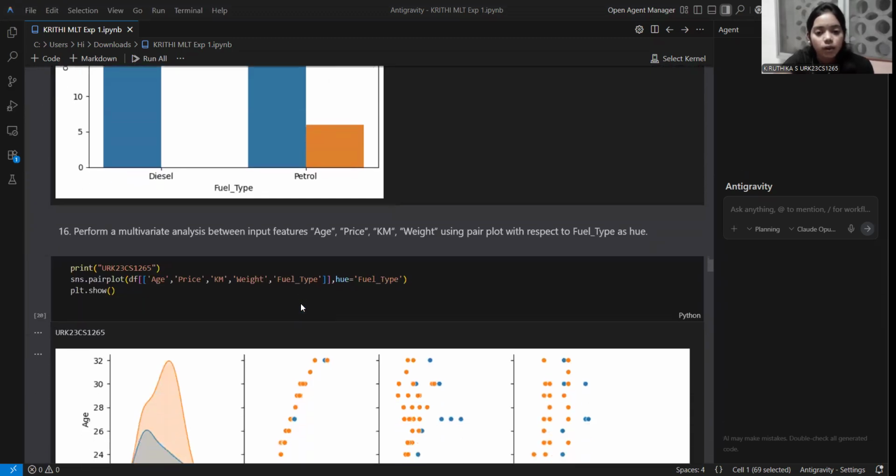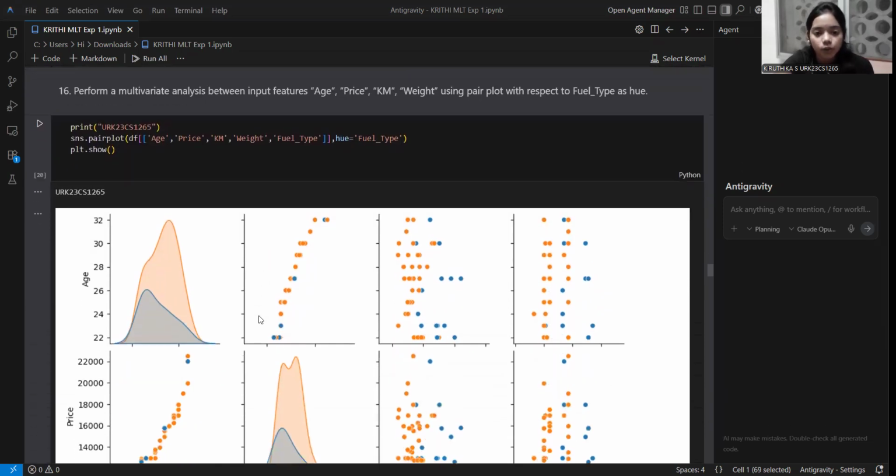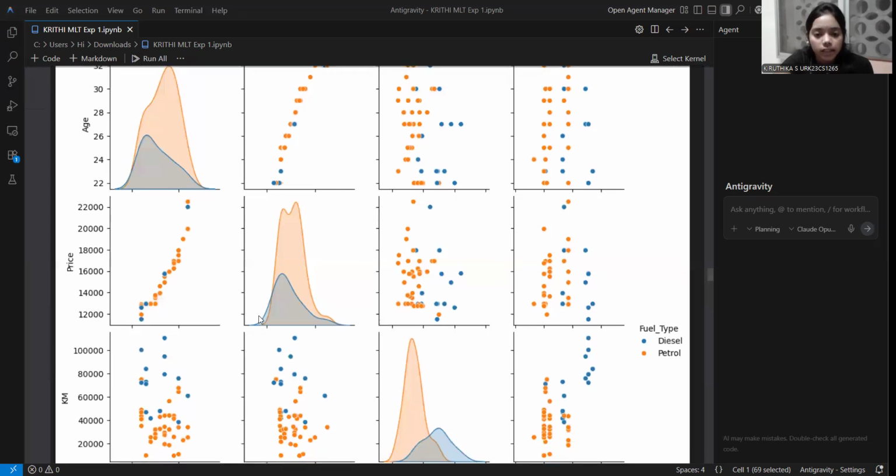And then the 16th one is multivariate analysis. A pair plot is used for age, price, kilometer, weight with fuel type as hue. This shows relationship between multiple variables simultaneously.